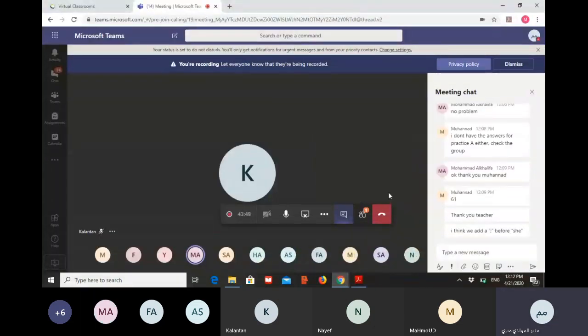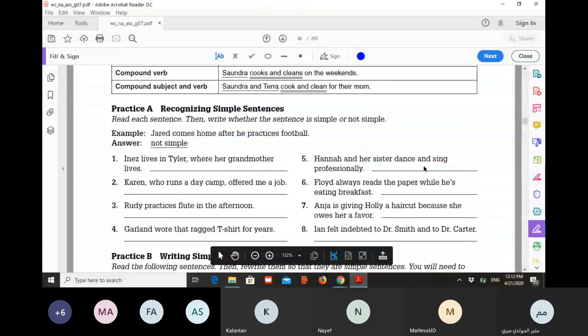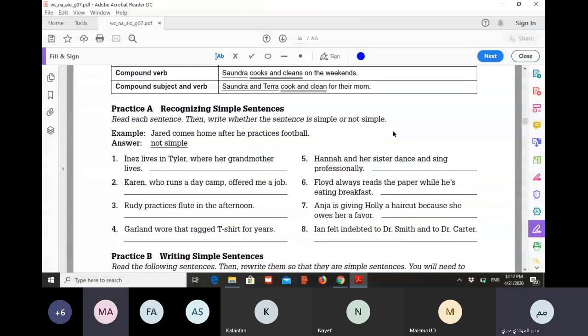Who is coming now? Rahim al-Musa, okay. Someone to do the first. Muhammad Khalif. Muhammad, Inez lives in Tyler where her grandmother lives. Simple or not? It's not simple. There is no part in this sentence that we can omit.